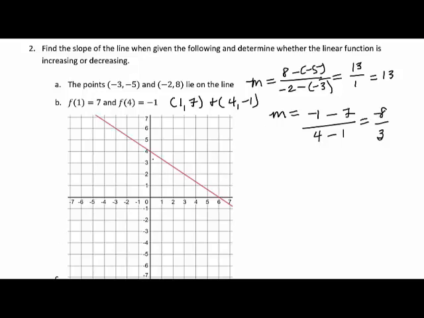And part C, we're given a graph. So I want to just find a couple of clear points on the graph, and I can do one of two things. I can either count on the graph how to get from one point to the other, or I can label the ordered pairs and use the slope formula. Okay, so if you see, we count down 2 and right 3 to get from the first point to the second. So that means the slope is negative 2/3. Okay, but verify that that is correct using the slope formula.